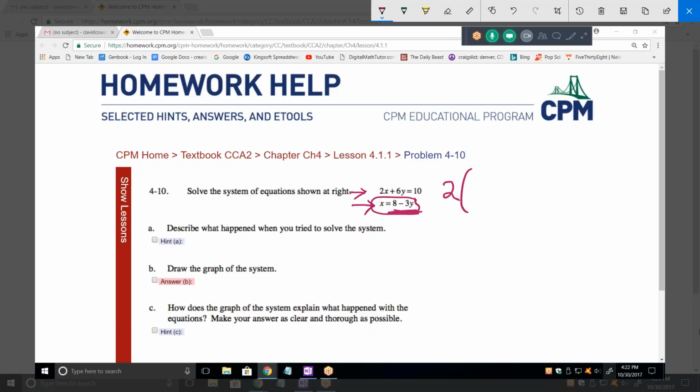Okay, yeah. 2 parentheses 8 minus 3y. And then do you close off the parentheses? And then plus 6y equals 10? Yeah, notice that is all I did was substitute what x was equal to in the first equation.